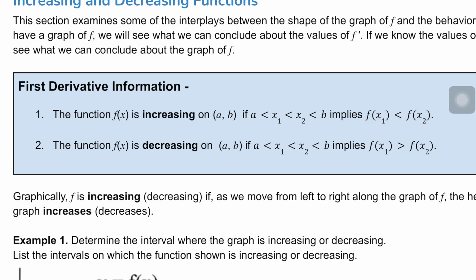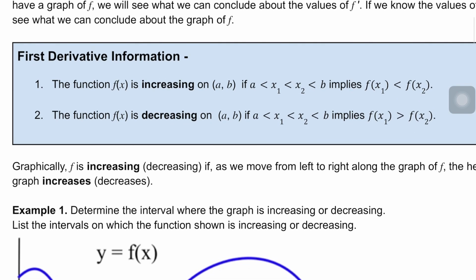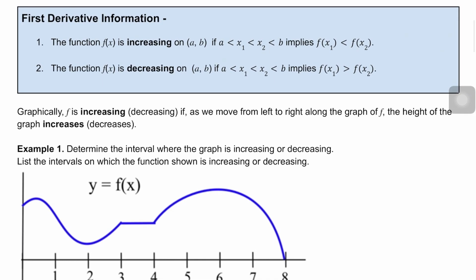Versus the function f of x is decreasing on an interval from a to b if the values of x, still going from left to right, meaning you're still going from small to big, then that would imply that the function is decreasing, meaning it's going from bigger to smaller, right? So the values of the function are changing, but they're changing to decrease, right? So that's what we mean by increasing and decreasing.